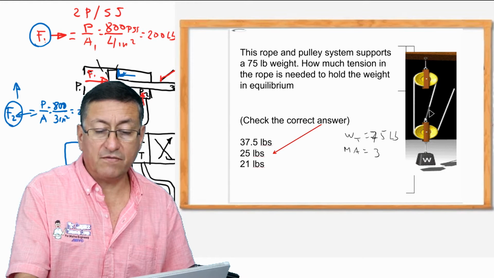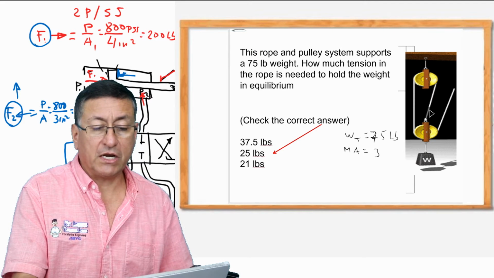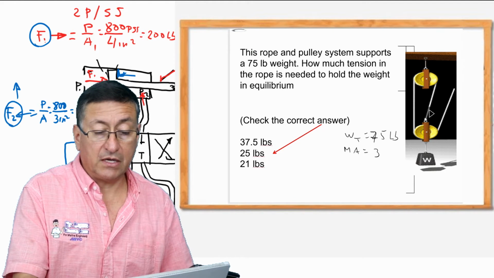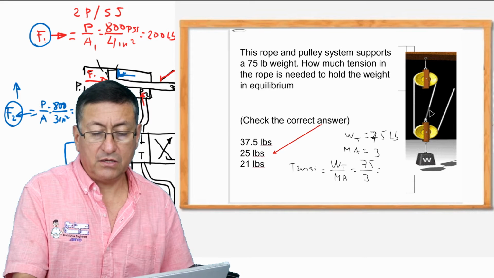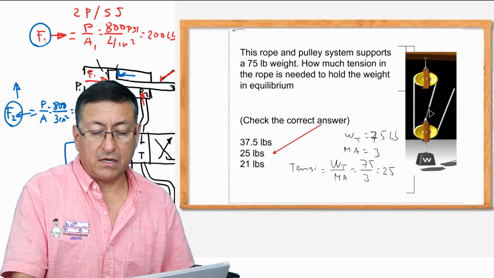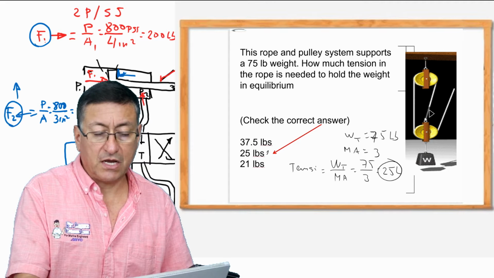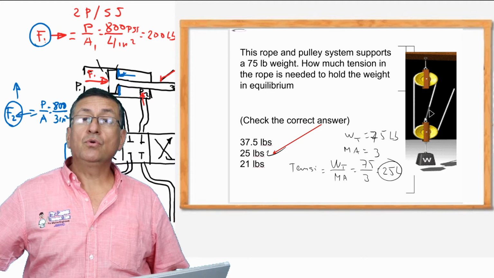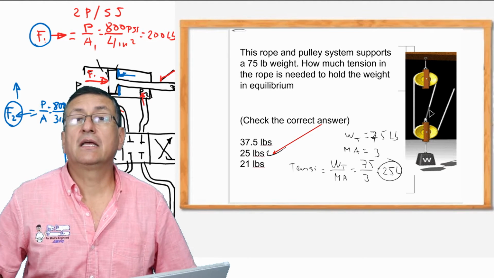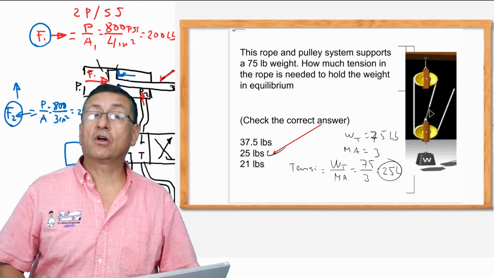In this particular case, the total weight is 75 pounds, and the tension is equal to the total weight divided by the mechanical advantage. 75 divided by 3 is 25. This is 25, and this is the answer. That's simple. This is the simple way to use the mechanical advantage and the simple way to use block and tackle.